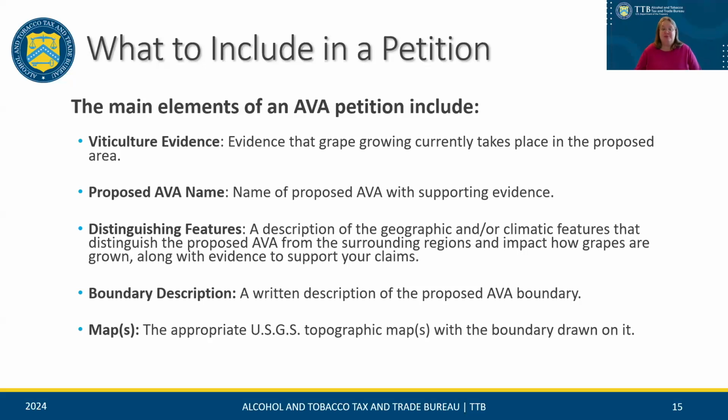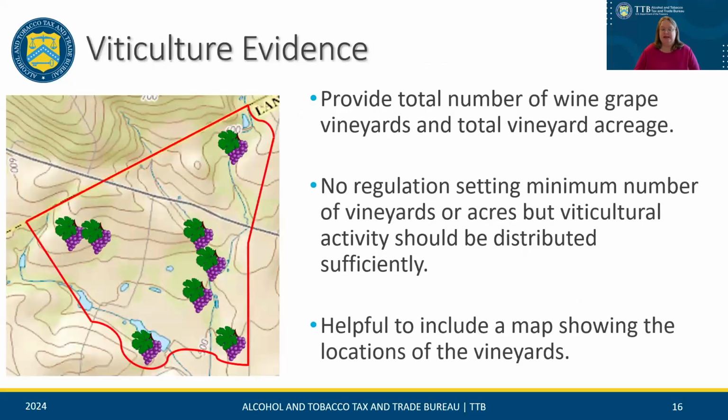You'll also need to provide a boundary description that's written out and follows your boundary in a clockwise manner from point to point. And finally, you will need to provide the appropriate full-size paper USGS topographic maps with the boundary drawn on it. We strongly suggest you use colored pencil for drawing the boundary in case some changes need to be made during the rulemaking process. Let's take a closer look at each of these required elements.